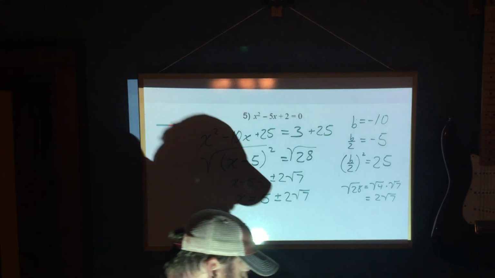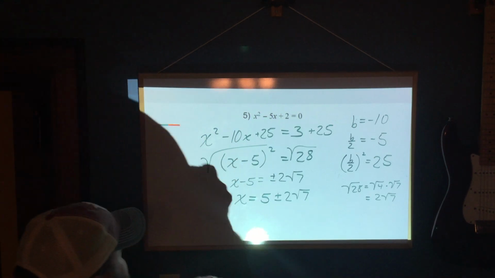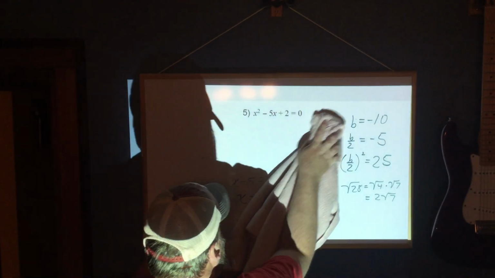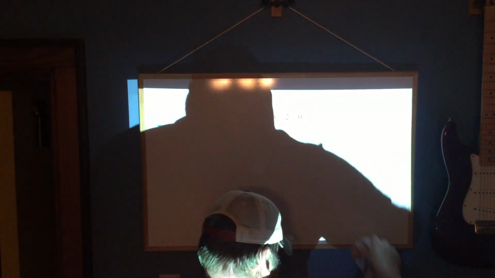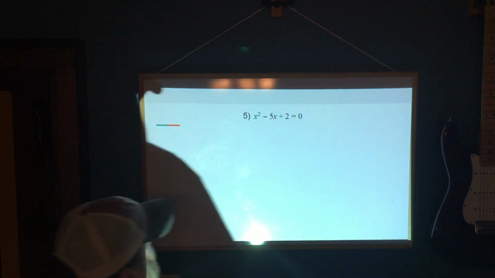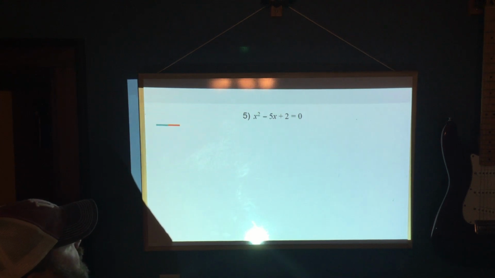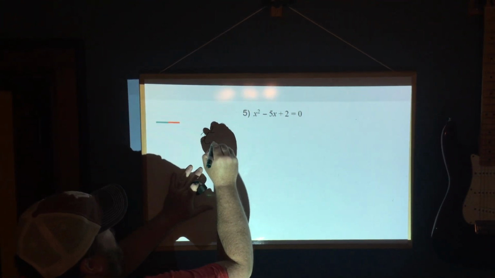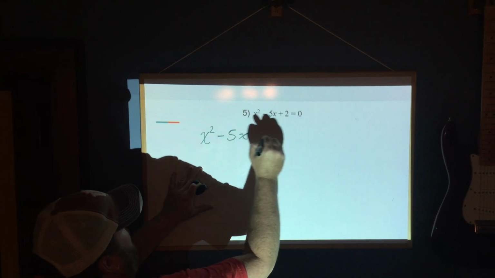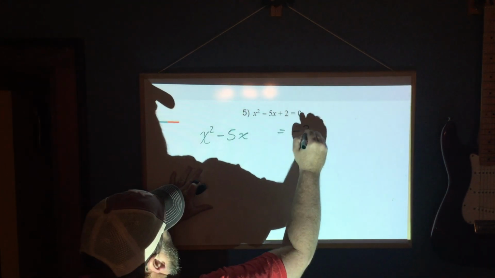All right, number 5. Arguably the most difficult one because b is an odd number. And it introduces fractions, but we can handle it. So we have x squared minus 5x, transpose, plus 2 over as minus 2.